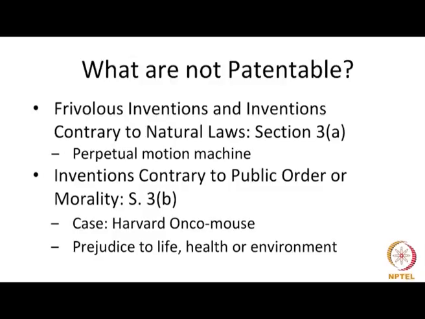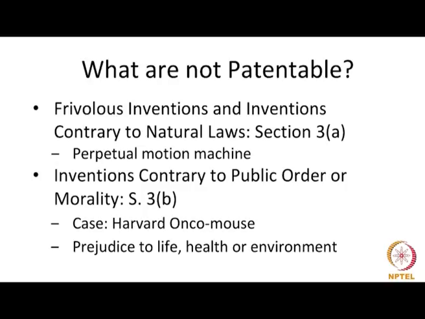Now 3A talks about an invention which is frivolous or which claims anything obviously contrary to well established natural laws. So if there is an invention that is contrary to the laws of thermodynamics, for instance, a perpetual motion machine would be contrary to the laws of thermodynamics, those inventions will be regarded as contrary to well established natural laws and will not be granted a patent. So anything that contravenes a well established natural law will not be deemed to be an invention under the meaning of the Act.